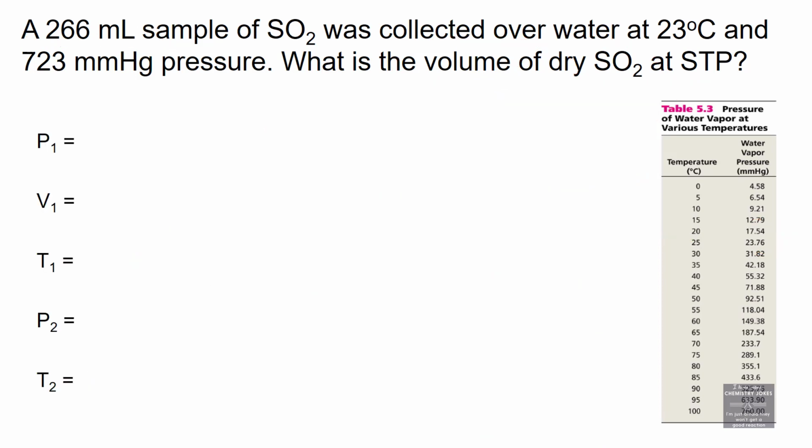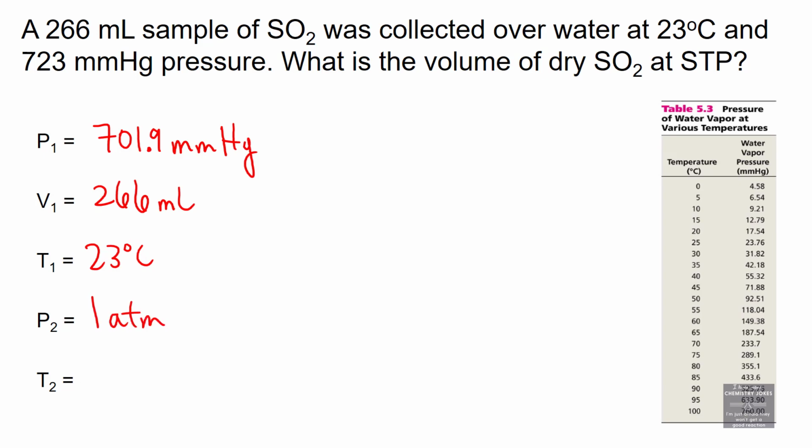So we just discovered that our pressure of dry SO2 was 701.9 millimeters of mercury. We're going to call that P1. And my V1, 266 milliliters. My T1, 23 degrees Celsius. My P2 is 1 atmosphere. And my T2 is 0 degrees Celsius. Okay, now what? Well, some of these need to be converted.